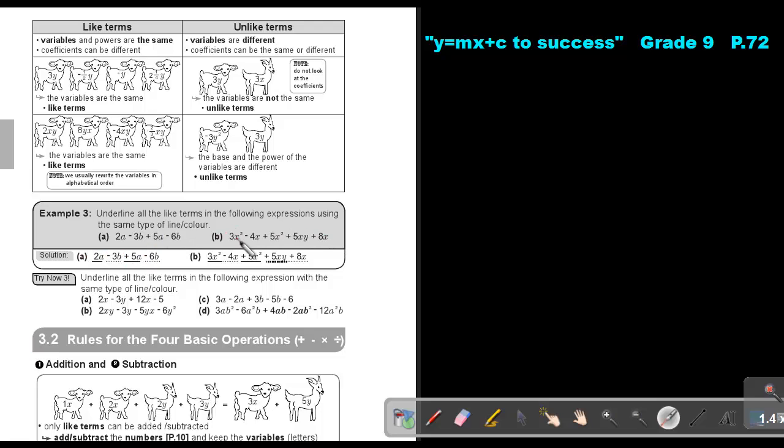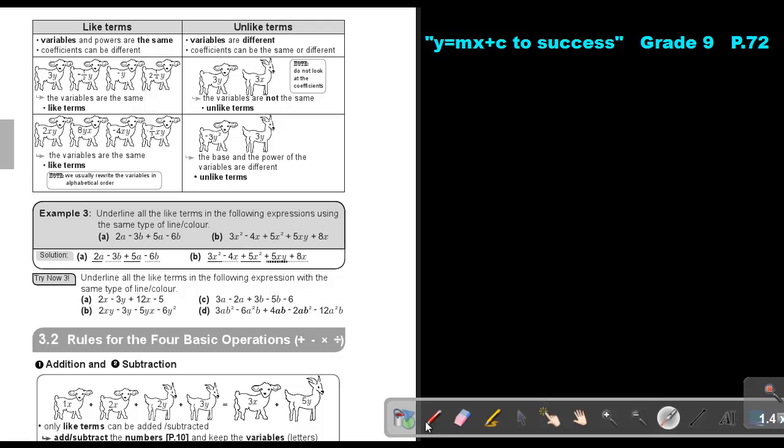If I look at this one, there's a 3x squared. Is there another 3x squared? Yes, positive 5x squared. Is there negative 4x? Remember, grab the sign. Is there another x? Yes, positive 8x. And which one is left? This one is on its own. It's 5xy. There's not another xy.